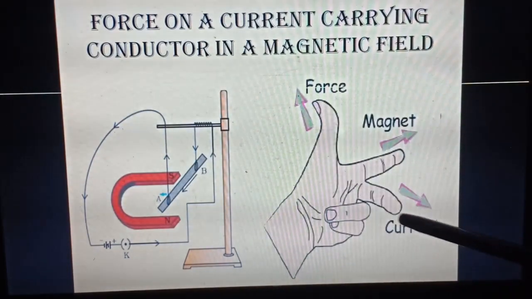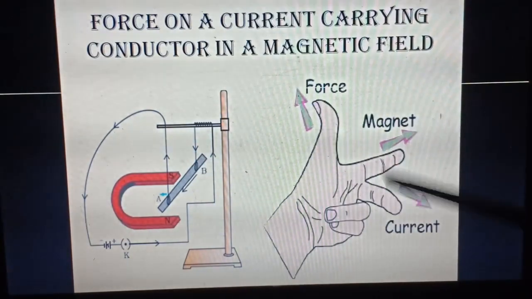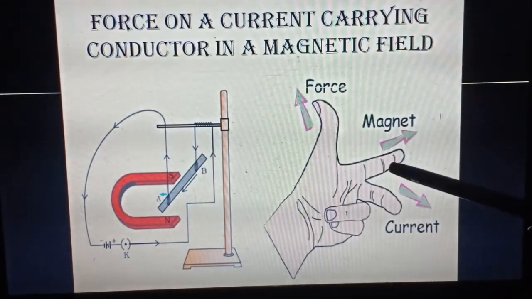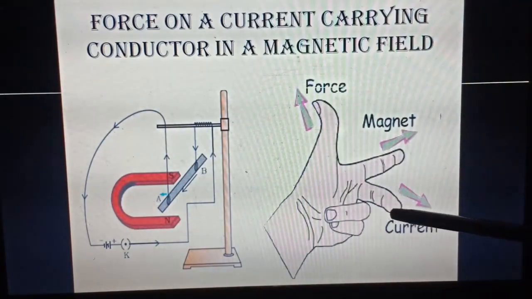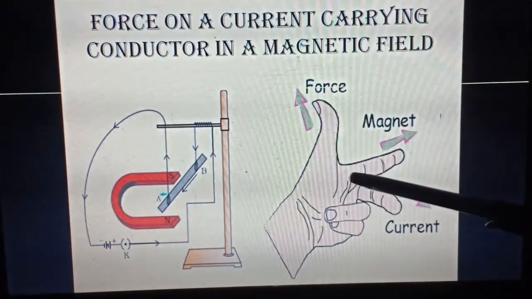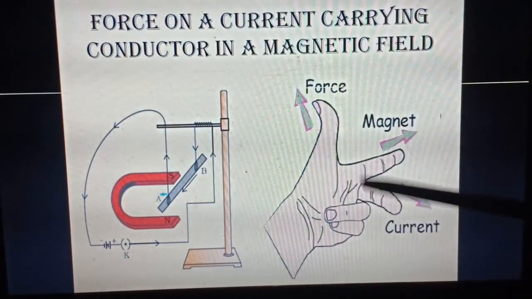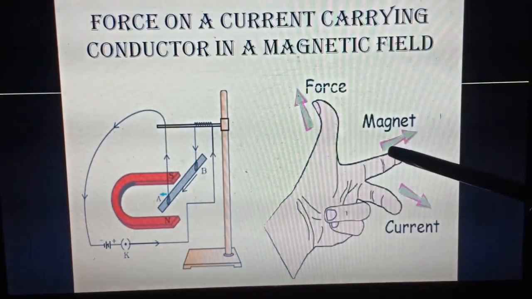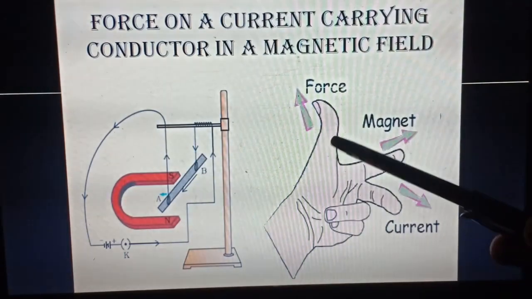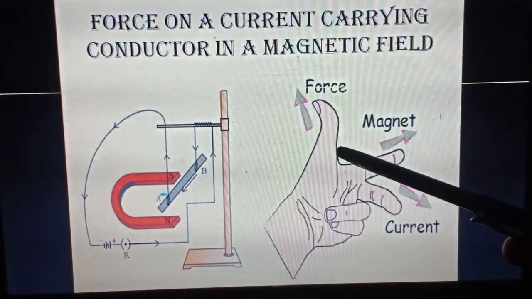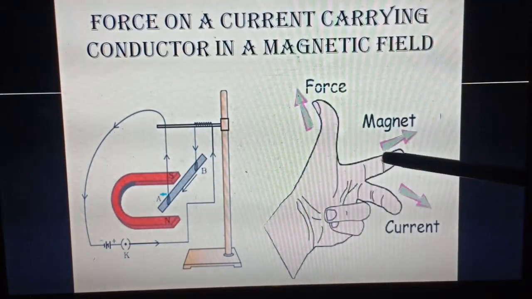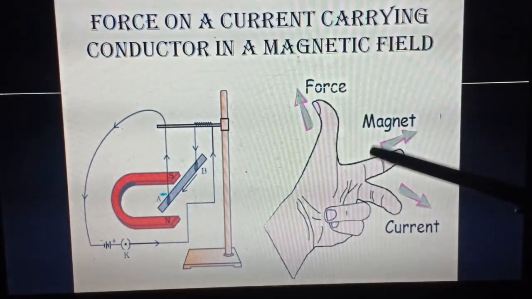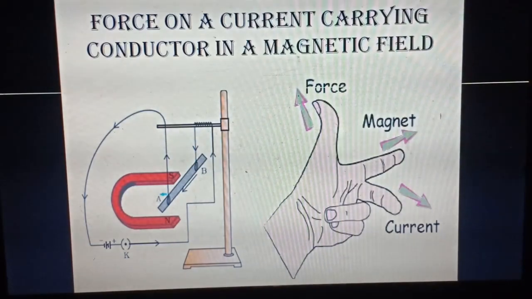Considering this, we have a famous law, Fleming's left hand rule, which says that if the magnetic field and the current are considered to be perpendicular to one another, then the force that will be experienced by the conductor will be perpendicular to both the magnetic field and the current. It means all three of these components will be mutually perpendicular to each other. So this is the famous Fleming's left hand rule.